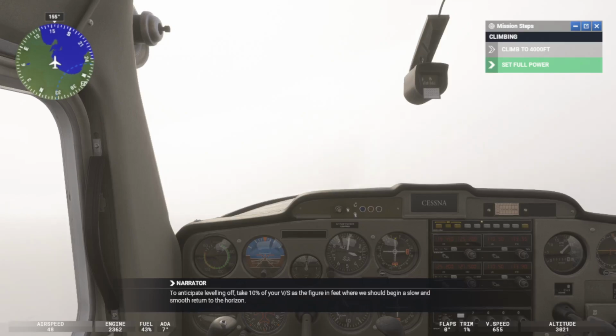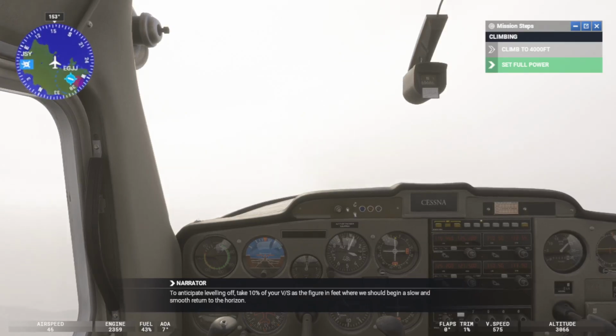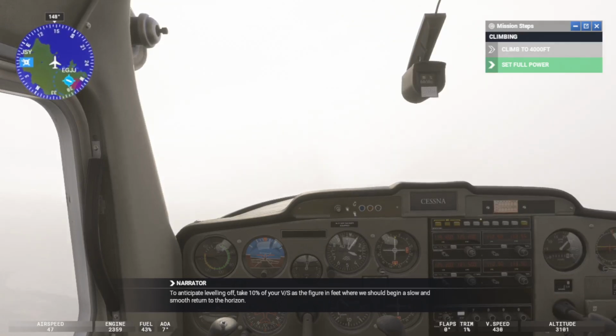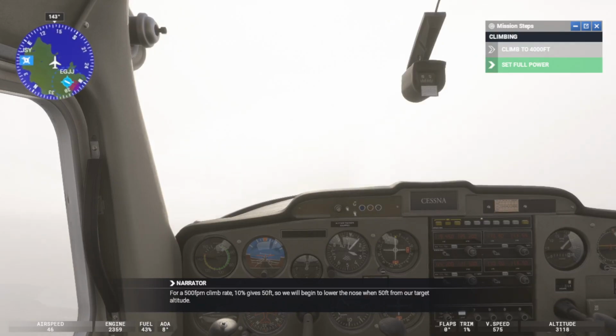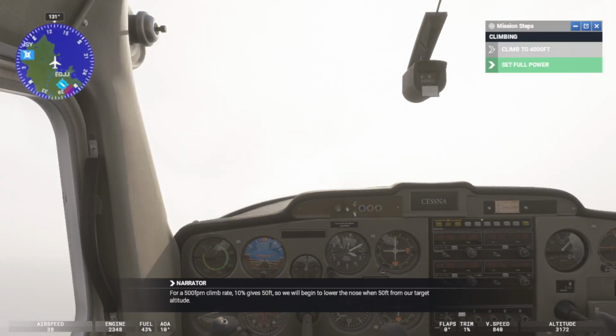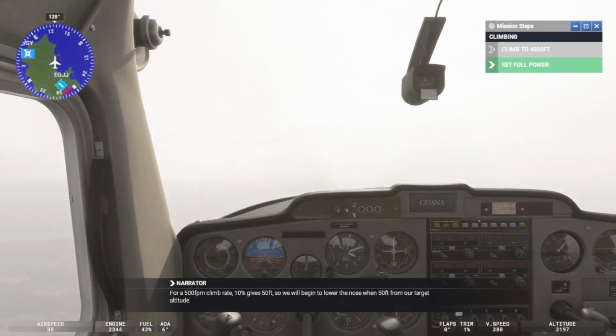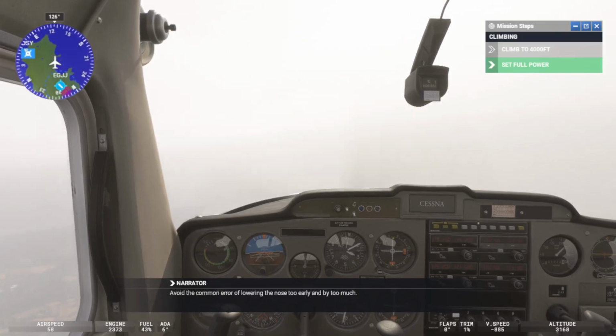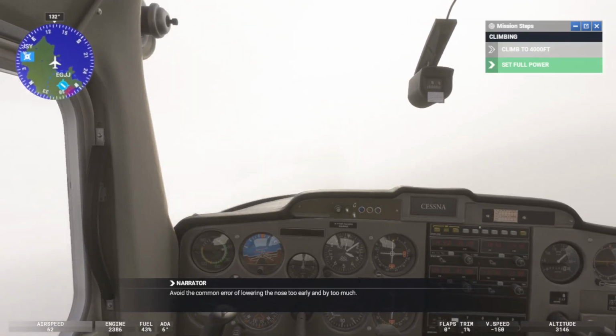To anticipate levelling off, take 10% of your vertical speed as the figure in feet, where we should begin a slow and smooth return to the horizon. For a 500 feet per minute climb rate, 10% gives 50 feet, so we will begin to lower the nose when 50 feet from our target altitude. Avoid the common error of lowering the nose too early and by too much.